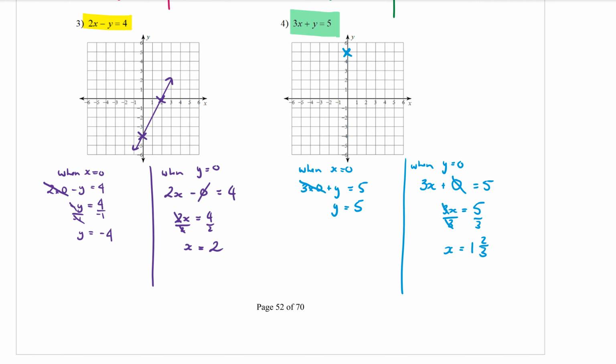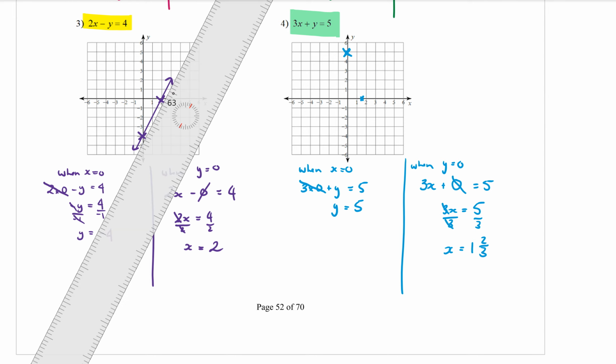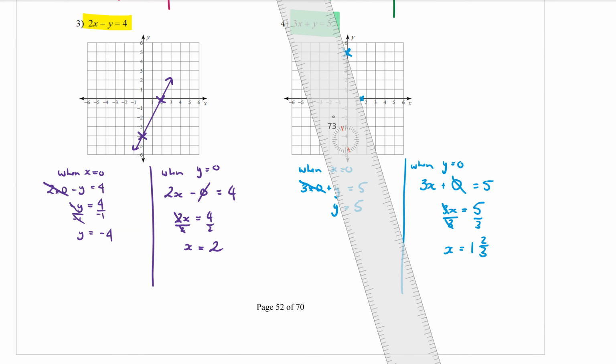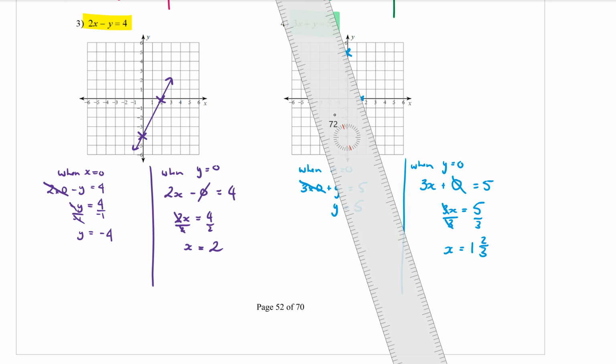So not all of your numbers are going to come out nicely. So for this one, 1 and 2/3, just do your best to approximate whereabouts that would be, just slightly over halfway between the 1 and the 2 there. And then rule it up. If I can get my ruler to stay in the right spot. That's it.